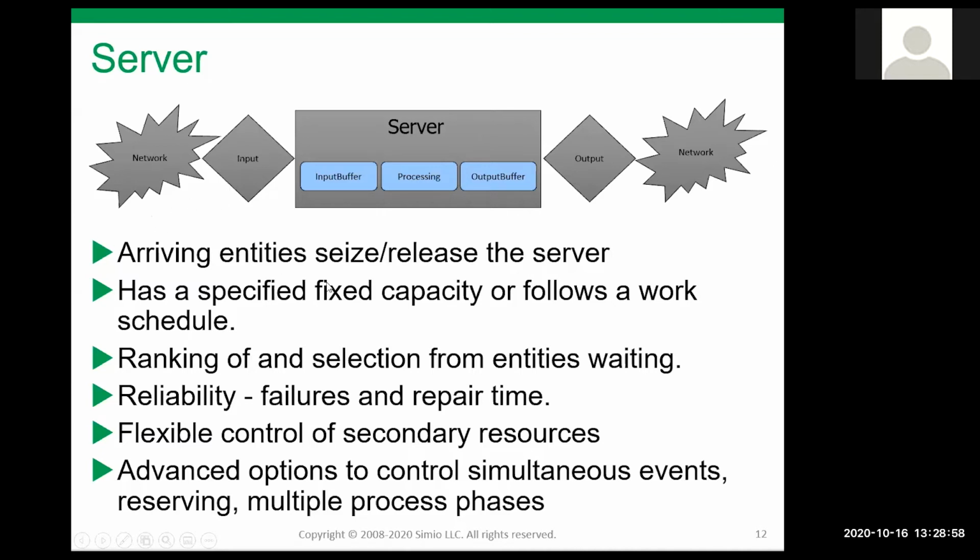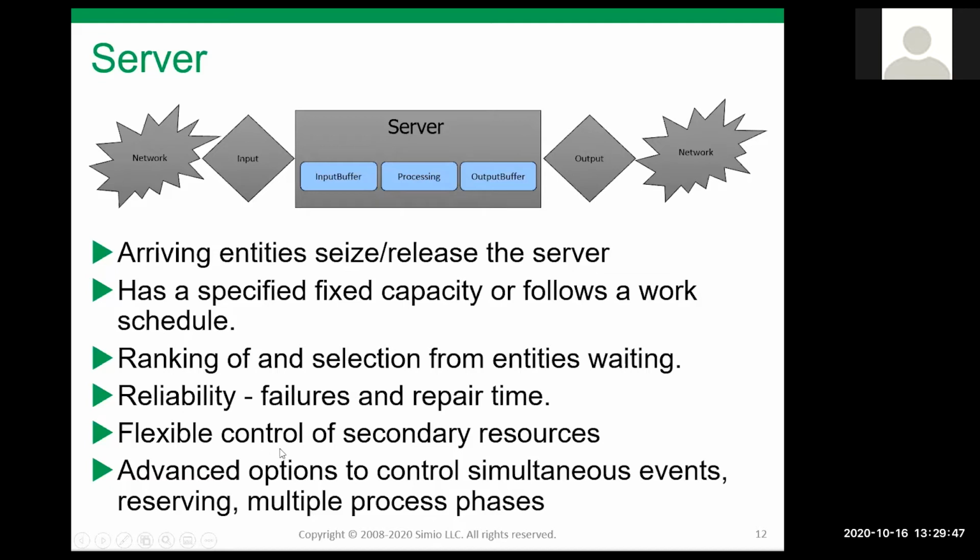But the server has lots more capabilities, including the ability to automatically follow a work schedule. So you can say you work from 9 to 3 with a 45-minute break at 11. If it follows that, then outside of those times it won't be processing anybody, but it could process during those times. You could also say the server is always available, but it requires a secondary resource, a person, in order to operate it, and that person follows the schedule. Either of those would effectively result in the same thing. It can rank and select from the entities that are waiting. It has reliability, failures and repair time.